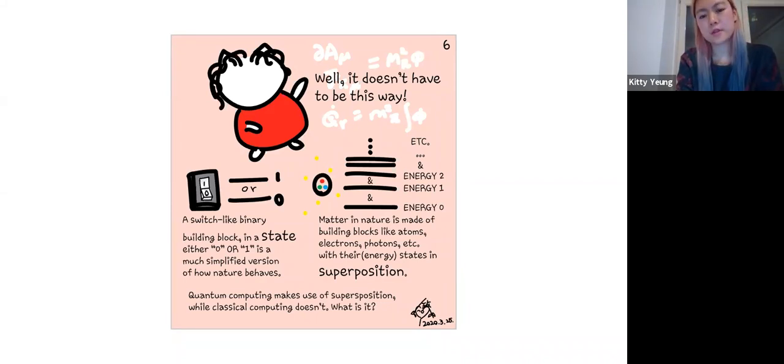Nature is made of the fundamental particles, the quantum mechanical particles like electrons, photons, atoms, etc. They have energy states, so everything is built on top of these things. At the very low level, they have energy states that are in superposition. So it's not 0 or 1, but different states in a coexisting manner. I'm going to explain a bit about what superposition is, and that is the fundamental behavior for a quantum computer.